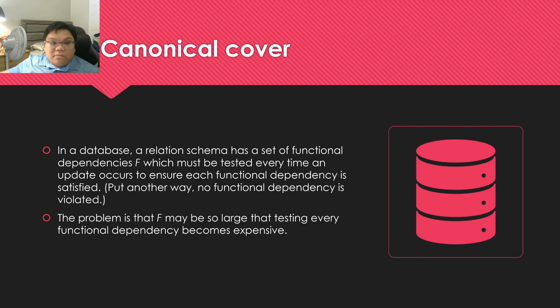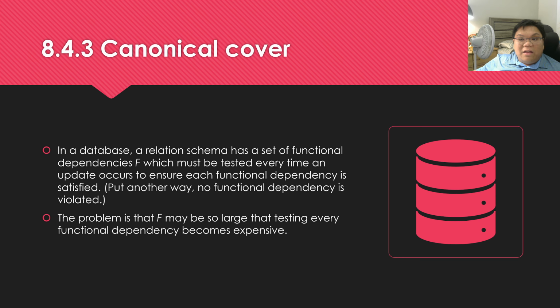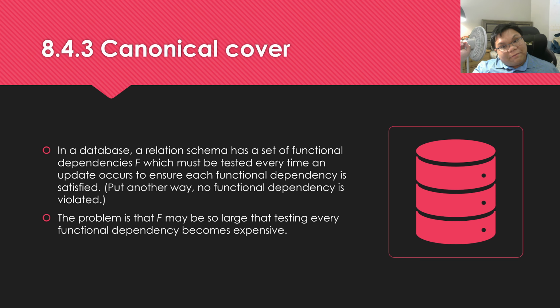So, F+ is going to be a huge set of functional dependencies that we had inferred from an original set of functional dependencies. So F is a set of functional dependencies, and F+ is all the functional dependencies that we can infer from F. So in a database, if you have a set of functional dependencies that all hold on some relation, when you update that table, the system must make sure that none of those functional dependencies are being violated.